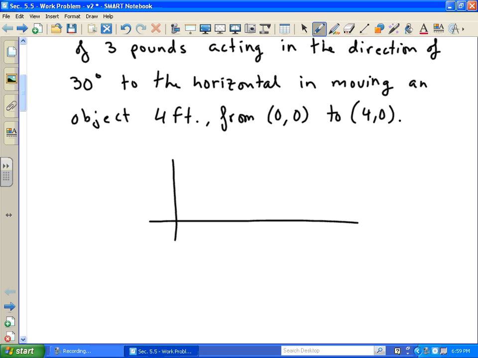All right, we're taking an object, we're wanting to move it from the point 0, 0 to the point 4, 0. The force is acting at a 30-degree angle to the horizon. Okay, and I'm going to create kind of a triangle here. We've got a right triangle. I'm going to call this at the bottom the distance. Up here at the top, we'll call this the force.